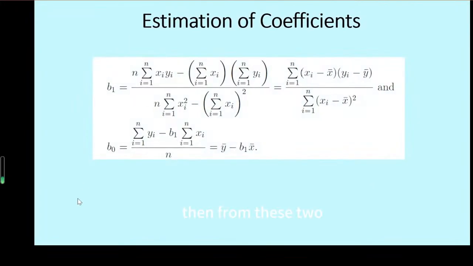Then from these two, we can get the parameters b1 and b0. Actually, b1 is a division: the cross product between x and y, divided by the second moment of x with respect to the mean of x. And b0 is a very simple form.